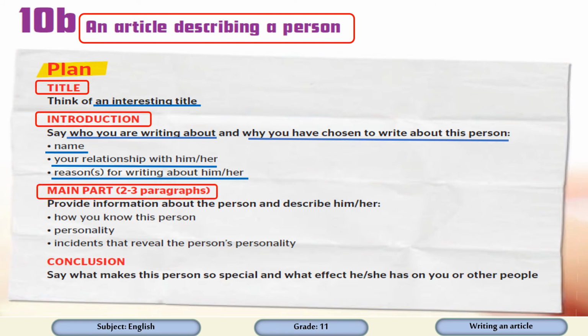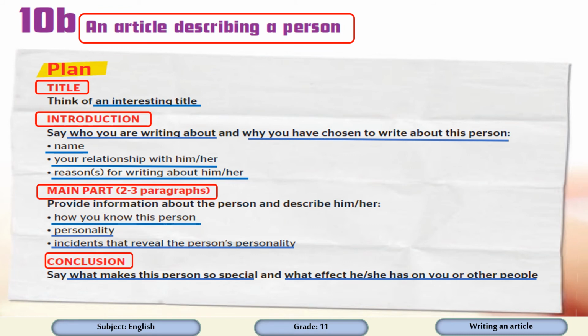The third section is the combination of paragraphs 2 and 3. In paragraphs 2 and 3, you need to provide information about the person and describe him. You need to mention how you know this person. You need to mention something about his personality. Also, you need to mention something about the incidents that reveal the person's personality. Finally, the last section is the conclusion. You need to say what makes this person so special and what effect he or she has on you or on other people.